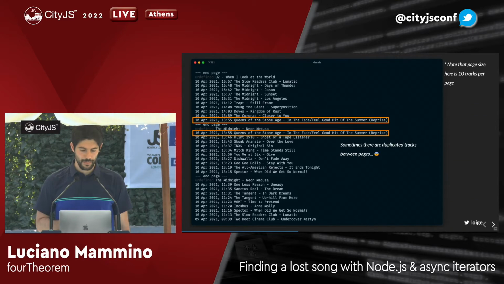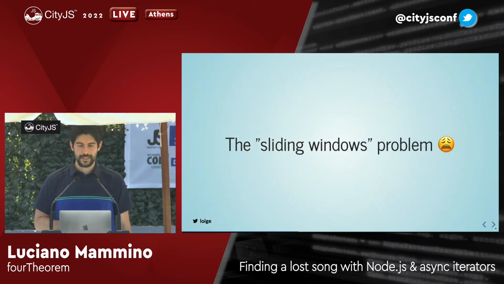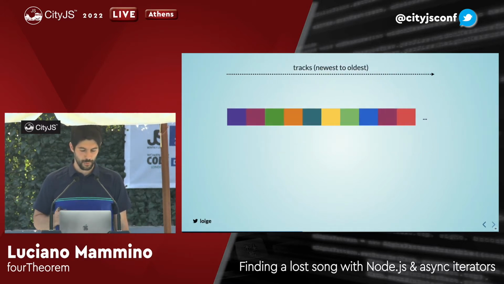Then the next problem is that there are duplicated songs between pages. And it's not like this is the same song I was listening to twice, because if you look at the timestamp, it's literally the same timestamp. So there is a duplicated record here between the pages. This is actually a very common problem with paginated APIs. It's called the sliding windows problem, or at least that's what I like to call it. So let's explore it a little bit more, and let's try to understand what's going on here.